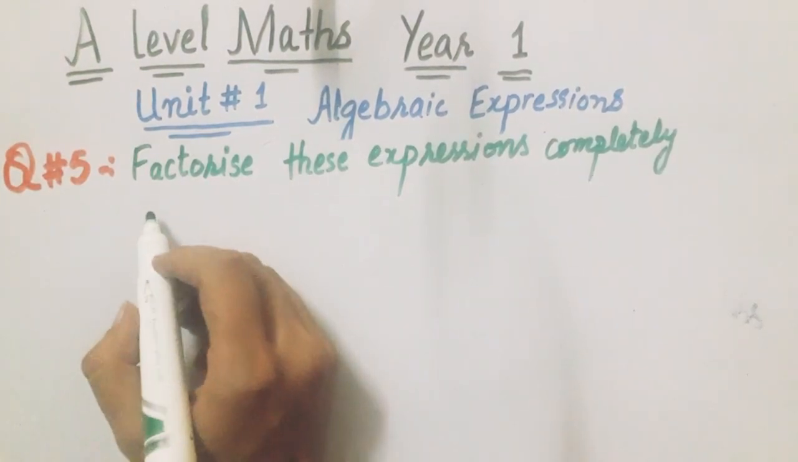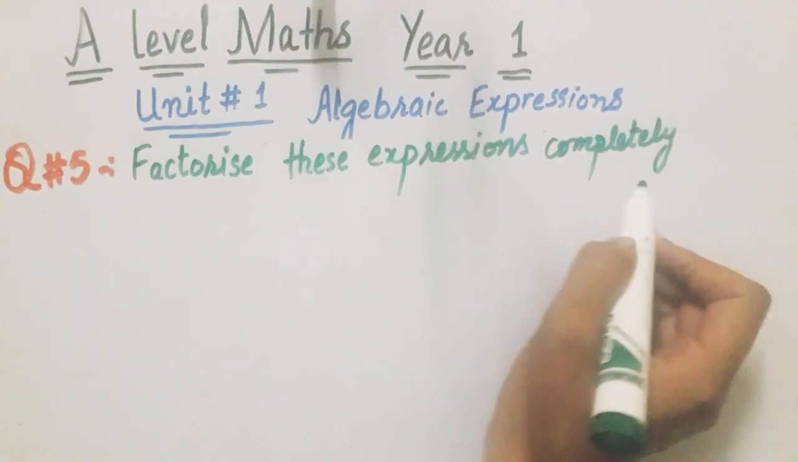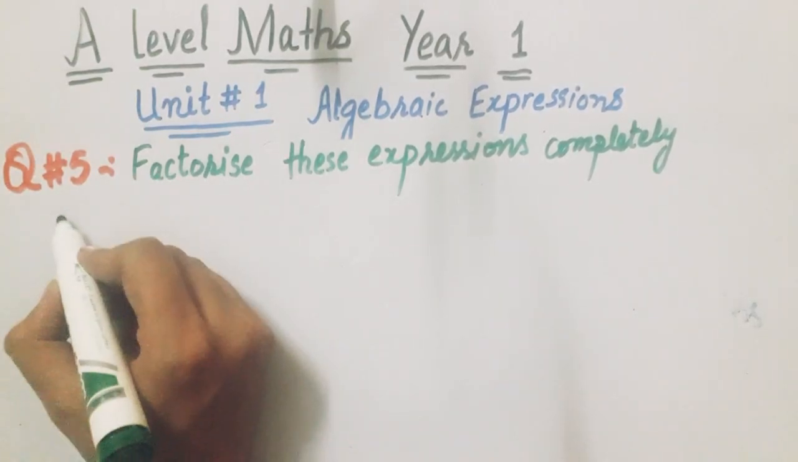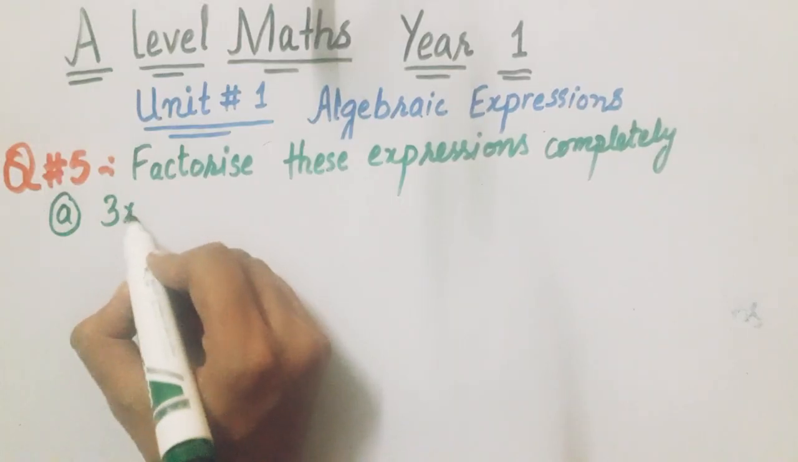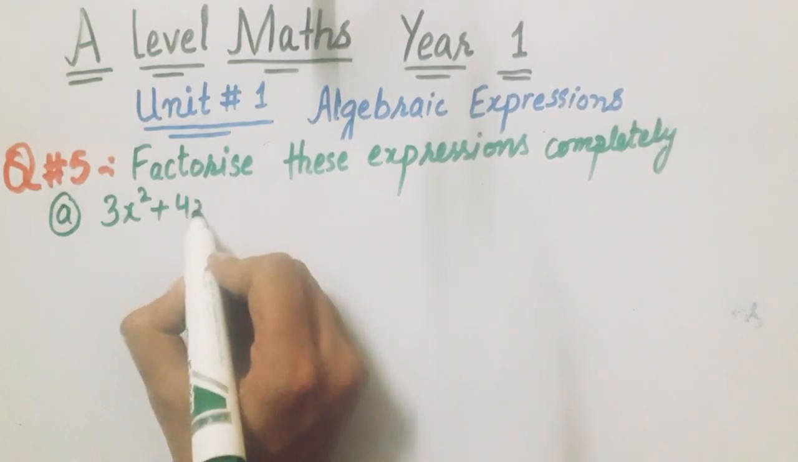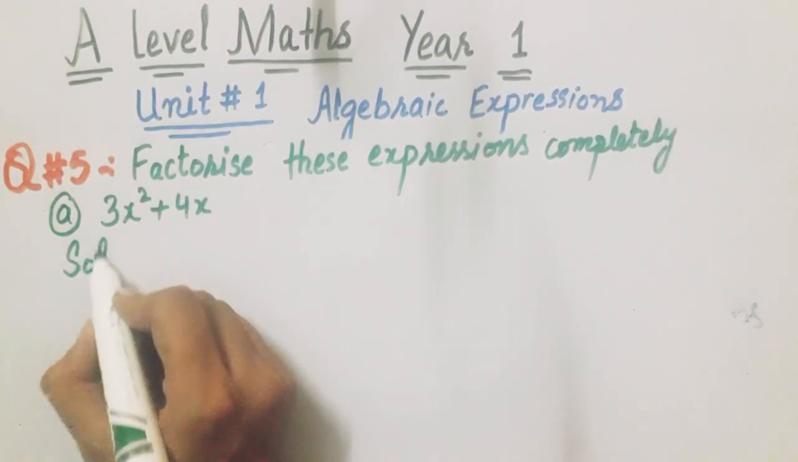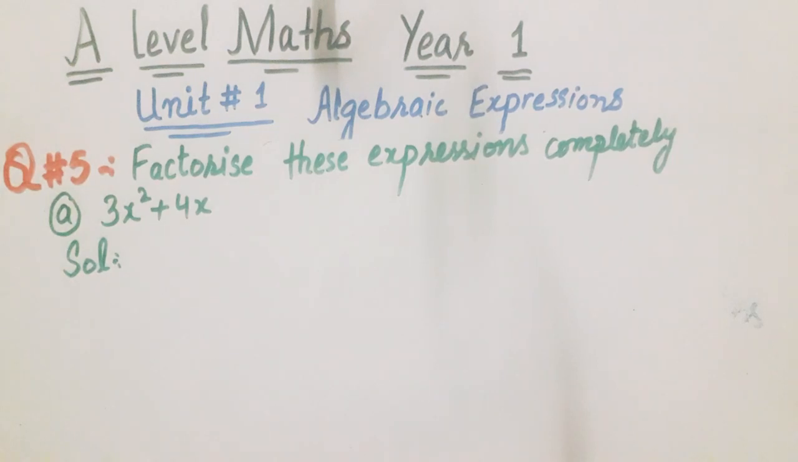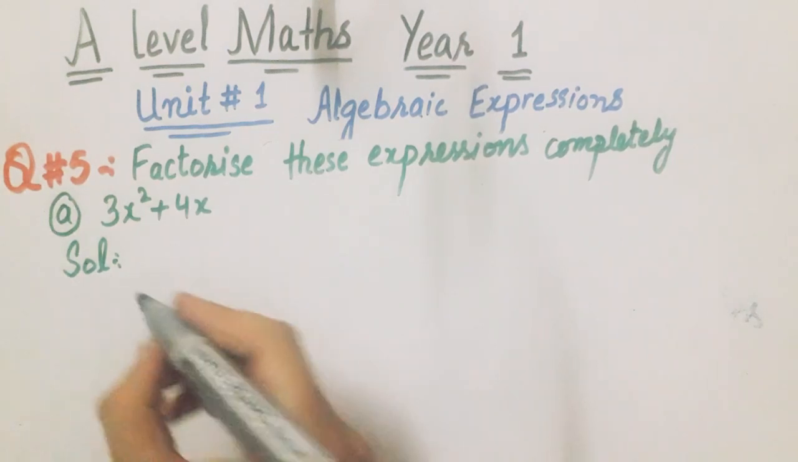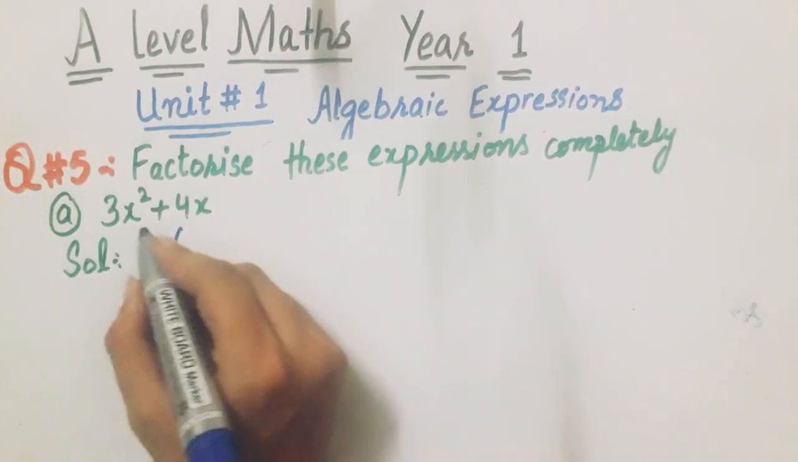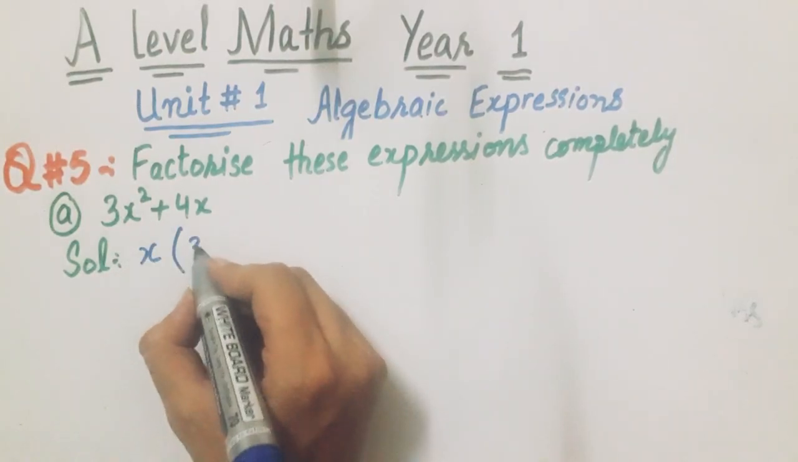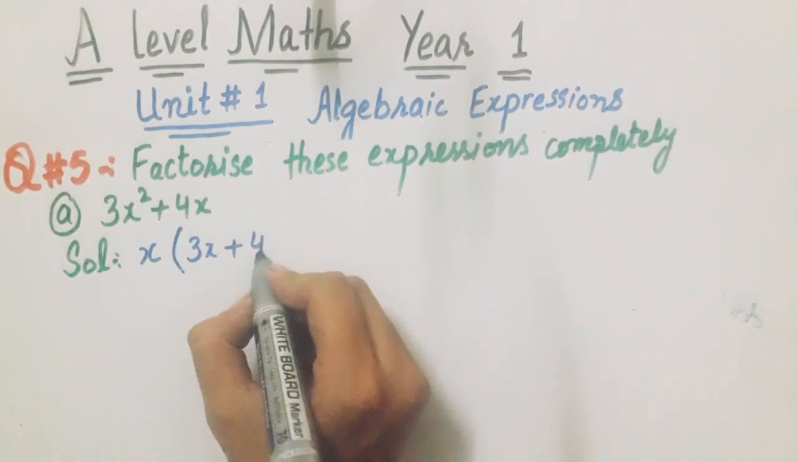Now question number 5 is factorize these expressions completely. And the first part of this is 3x square plus 4x. We will solve this as, we can take x as common from this, so remaining will be 3x plus 4.